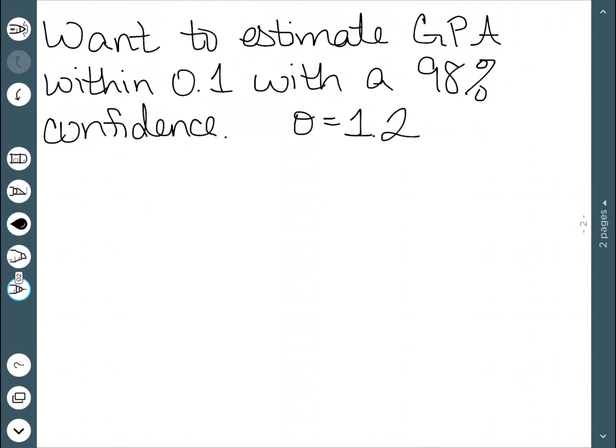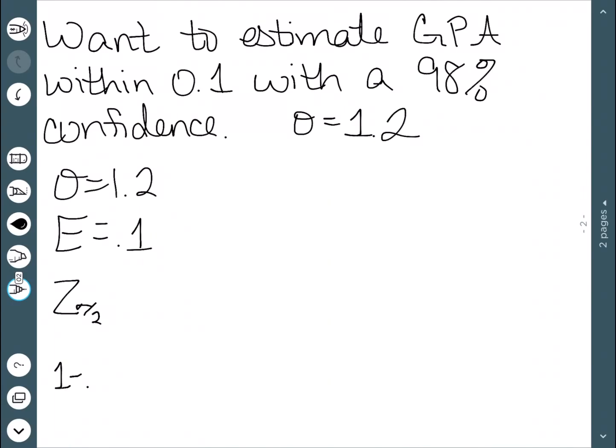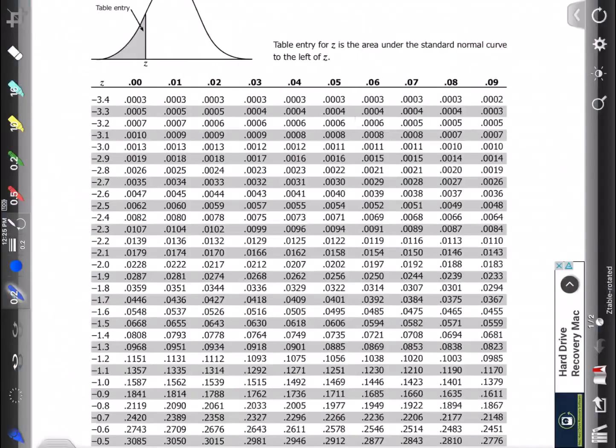Let's suppose we want to estimate GPA within 0.1 with a 98% confidence, and we know our standard deviation is 1.2. So I know sigma is 1.2, and I know my error needs to be 0.1. We also need a value for Z. In this case, I have 1 minus 0.98, which is 0.02, and then we always divide this number by 2 to get 0.01, so I need to find the Z-score that estimates that.